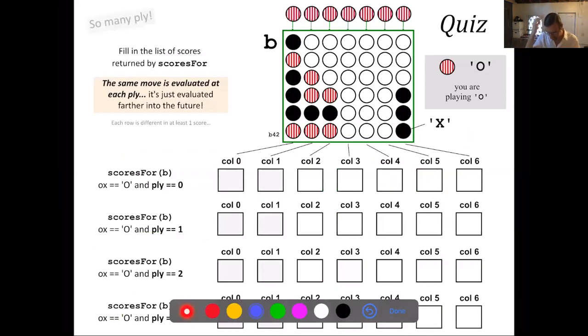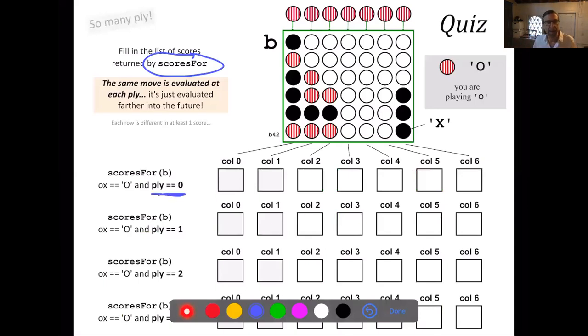In fact, right here. So let's think about this. Again, we're trying to understand this scores for function. The scores for function is going to evaluate the scores for a move in any particular column. Score for column 0, score for column 1, etc. So it's going to return a whole list of scores, and it's going to depend on the ply.